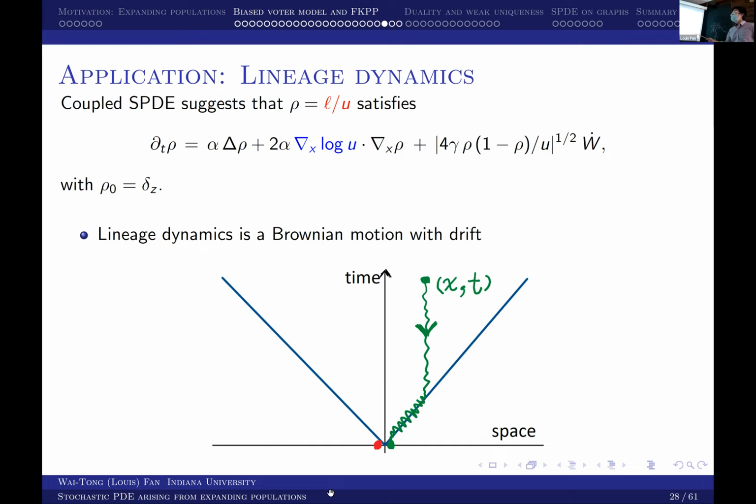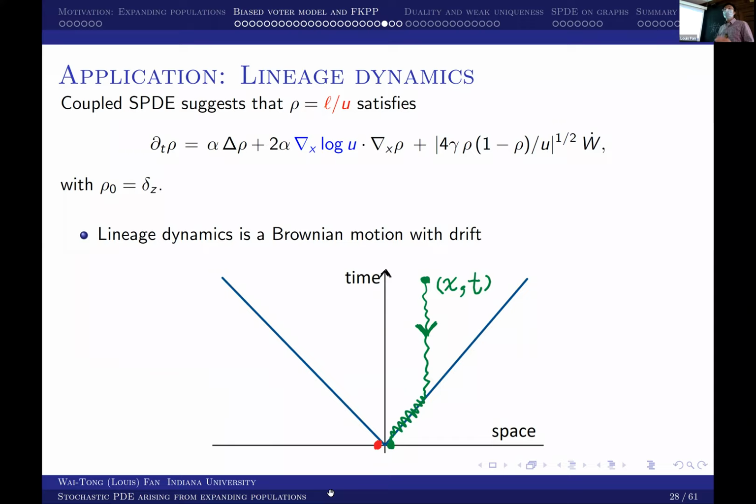The joint SPDE, or coupled SPDE, suggests that the previous probability is basically a Kolmogorov equation. But there's a noise term here. If gamma is zero, so let's say we take 2b bigger than 2a bigger than b bigger than a, that scaling, then the noise goes away, and this is exactly the Kolmogorov forward equation. We can look at this equation and deduce the backward in time lineage dynamics. From this, we know it's a diffusion with a drift term, gradient log u. So it's like a Brownian motion with a drift in this direction. So we can make it rigorous when gamma is zero.